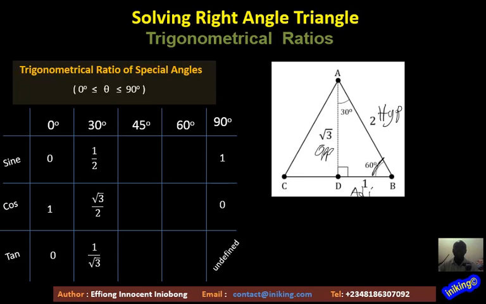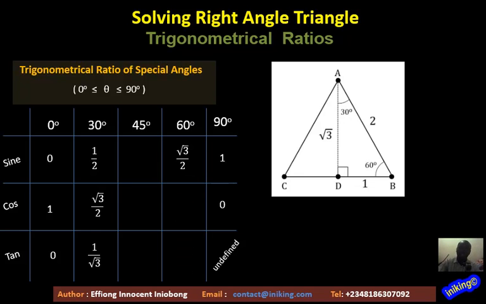Now sine 60 first. Sine 60 will be opposite, root 3, that's AD, all divided by what? 2, the hypotenuse. Cos 60 is adjacent, which is 1, as you can see there, all over what? 2, the hypotenuse. And tan 60 is what? Opposite, which is root 3 itself, divided by adjacent, which is 1.